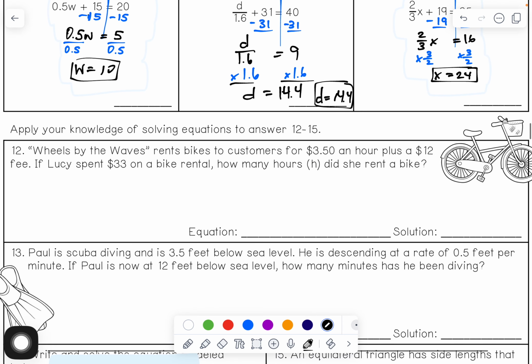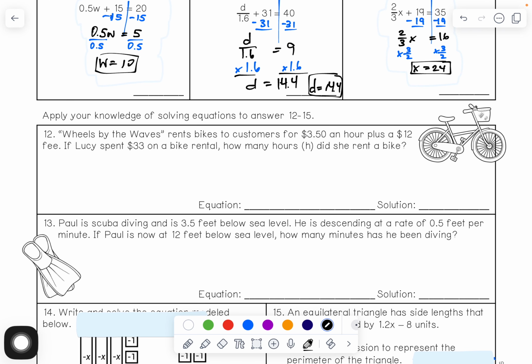I'm going to scroll down. Wheels by the Waves rents bikes to customers for $3.50 an hour plus a $12 fee. Lucy spent $33 on a bike rental. How many hours did she rent the bike for?